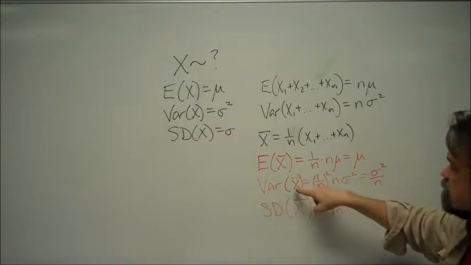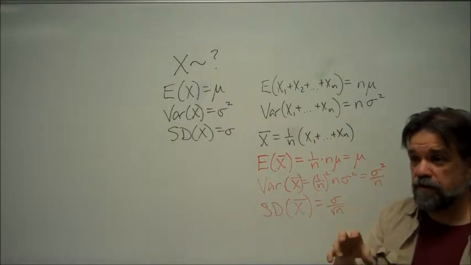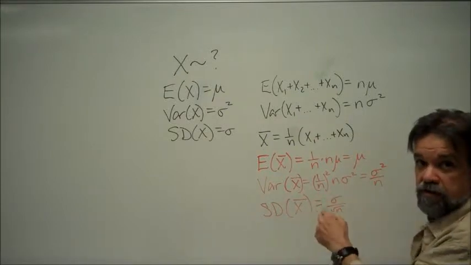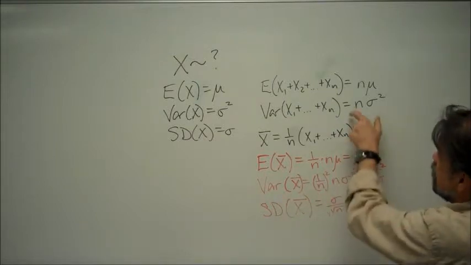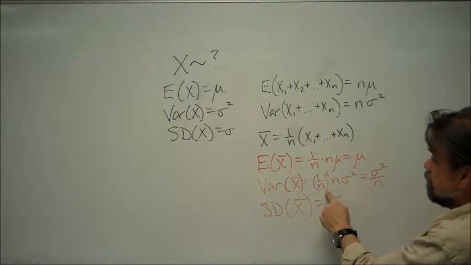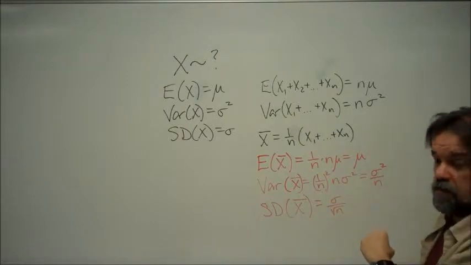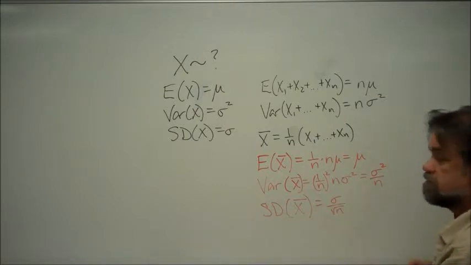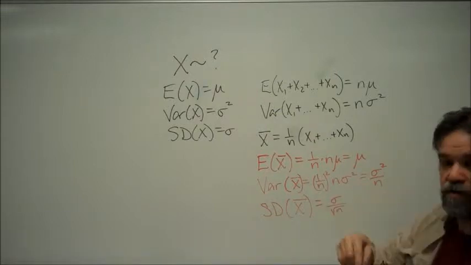The variance of X bar, if you remember, the variance of a constant times a random variable is that constant squared times the variance of the random variable. So that means it's going to be 1 over n squared times this variance here. So that's 1 over n squared times n sigma squared, and that just comes out to be sigma squared over n. And the standard deviation is the square root of the variance, and so it's just going to be sigma over the square root of n.